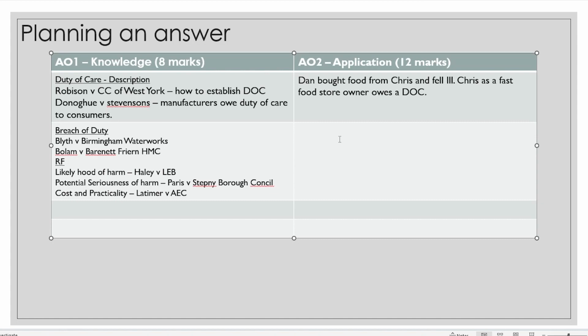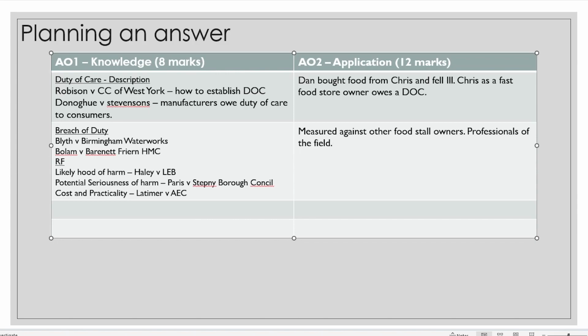So now we apply what we've described for the AO1 onto the scenario. So the standard of care. So what is the standard of care? Well, when we were looking at the scenario, it was quite obvious that the standard of care was of other food stall owners. So other fast food stall owners. That's who Dan would be measured against. Okay, so professionals of their own field. They're professionals of the field. Okay, so that's the breach of duty.